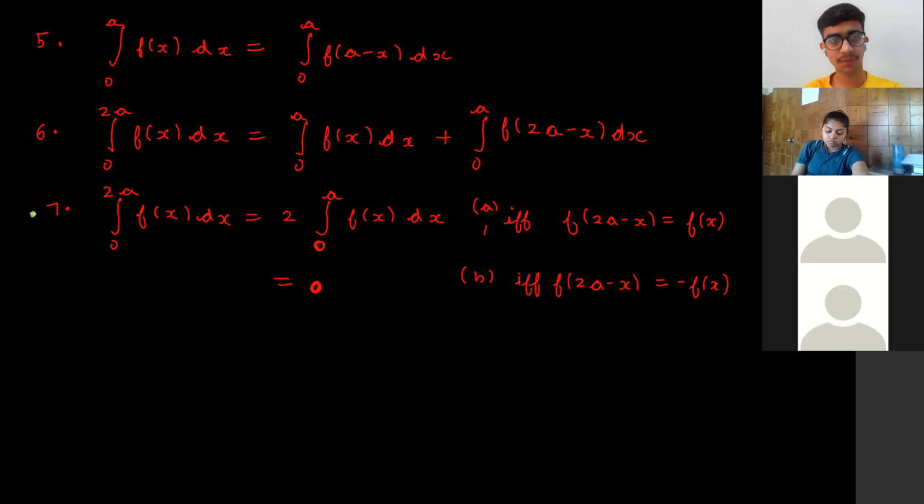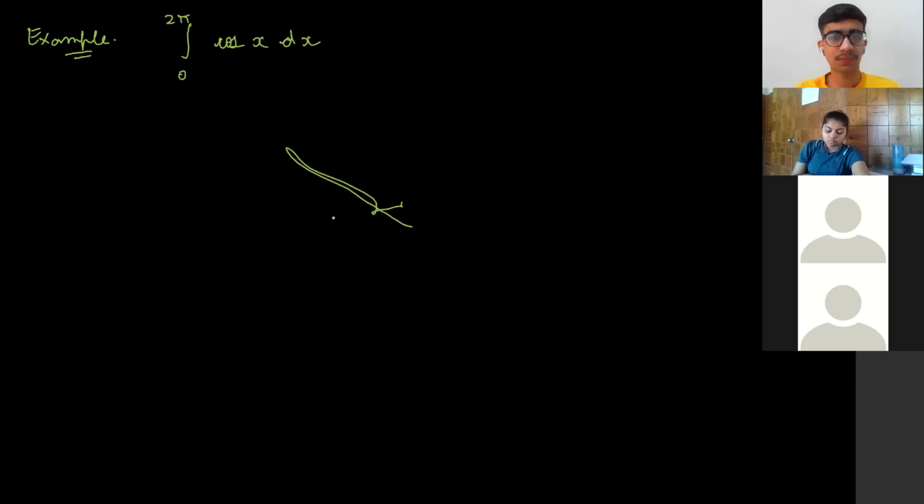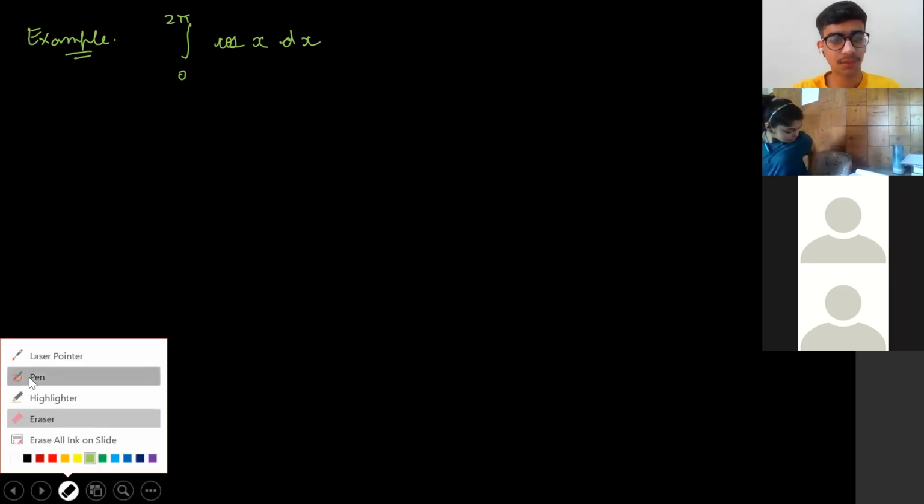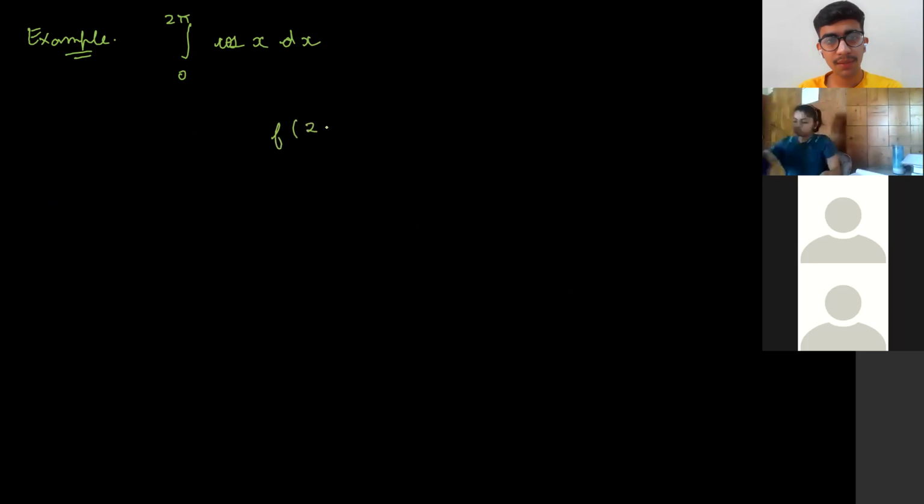Okay. So the next example is integration 0 to 2 pi cos x dx. I'm using this property now, 0 to 2a f of x dx. So this can be written as 2 times integration 0 to a f of x dx. So what is f of 2a minus x, or what is f of 2 pi minus x?